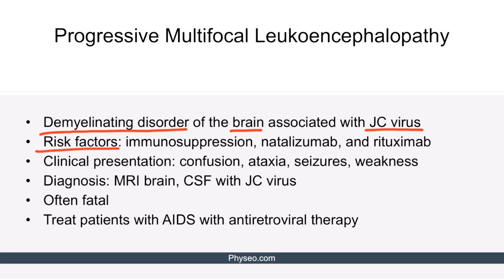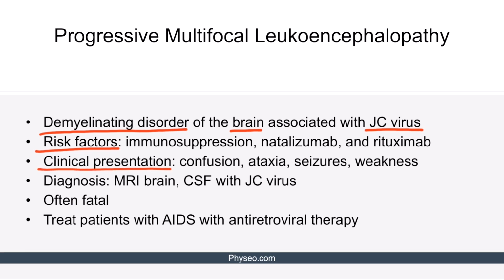Hence, the risk factors for this condition are all centered around immunosuppression. In fact, most often the clinical vignettes will be about patients with HIV who have a CD4 count of less than 200. And you should also know that natalizumab and rituximab are two drugs that are associated with JC virus reactivation, and those can sometimes show up on tests, so lock that one away.